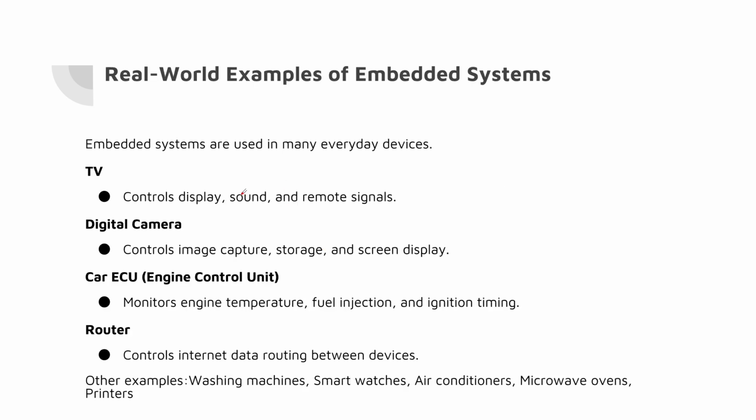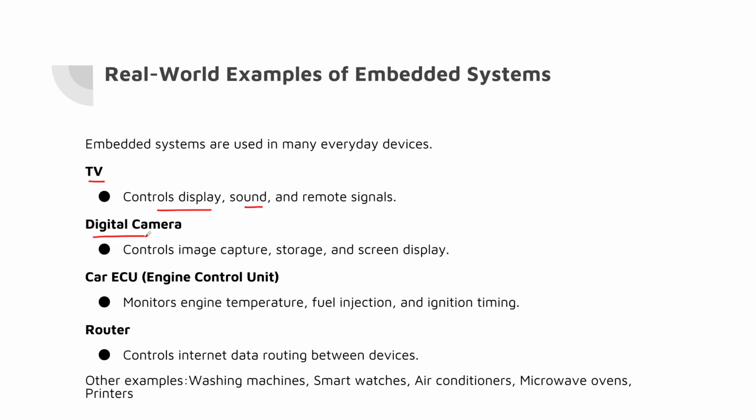Next, these are the real world examples of embedded system which are present around us. First one is TV. By using a remote, we are controlling this TV, isn't it? We can change the channel. I can change the display quality as well as sound. So inside the TV, there is an embedded system. So only we can control everything.